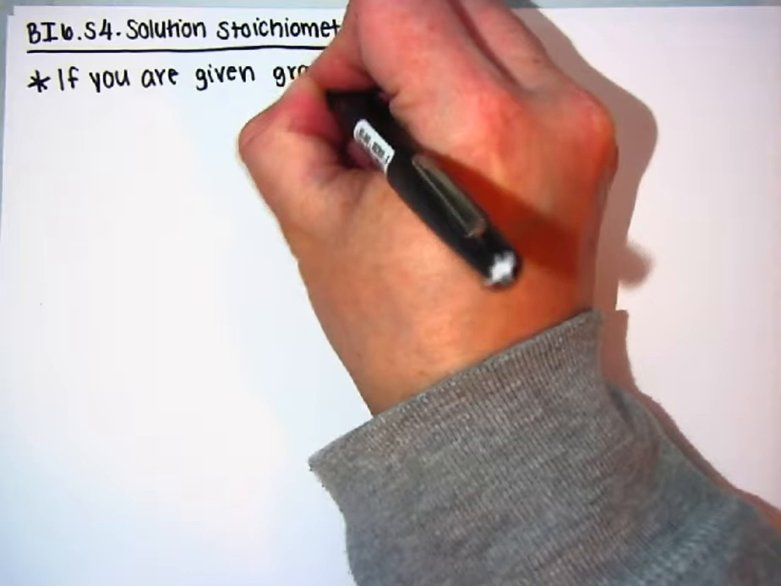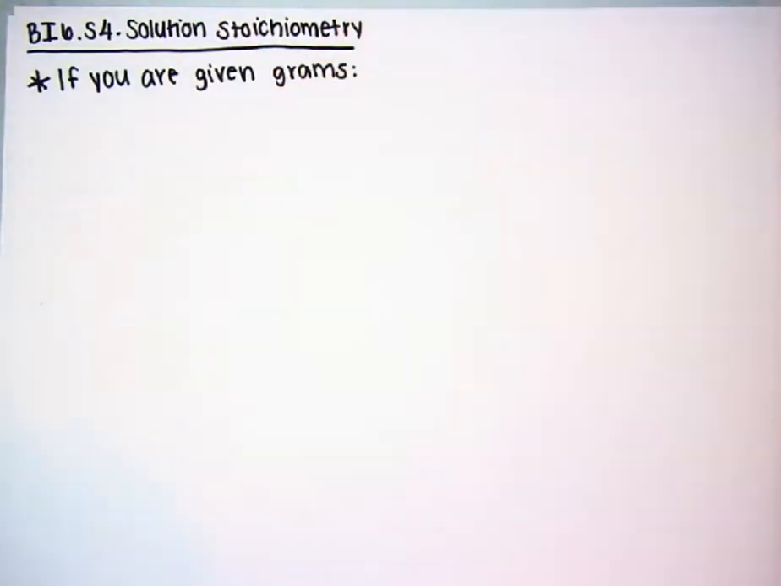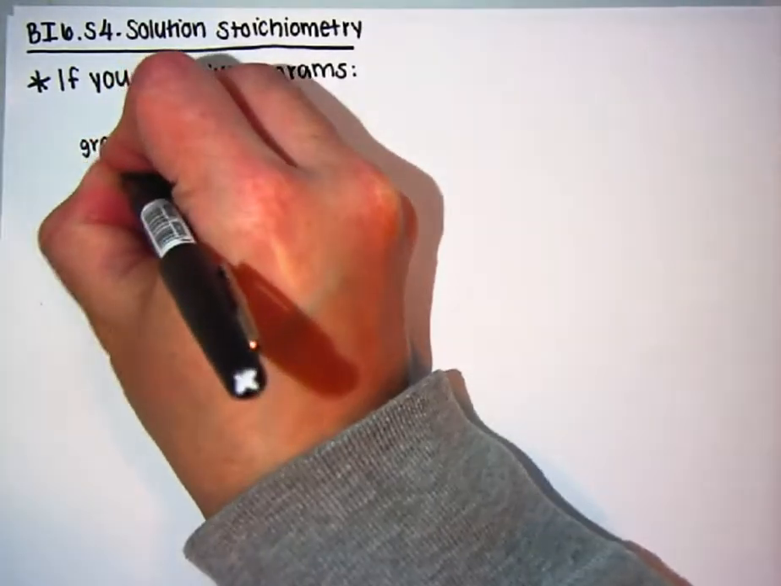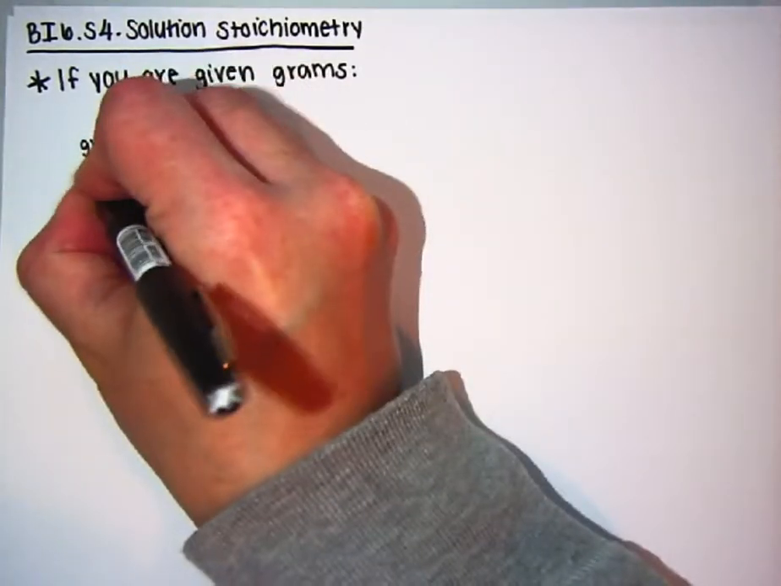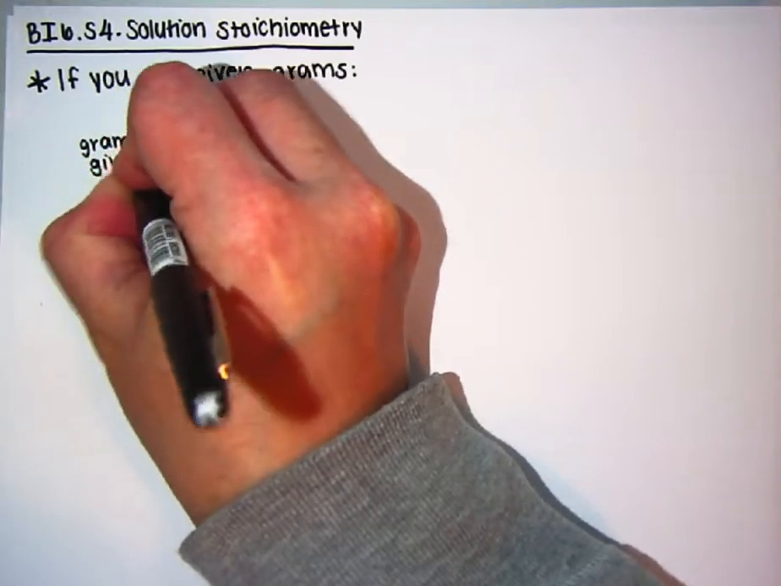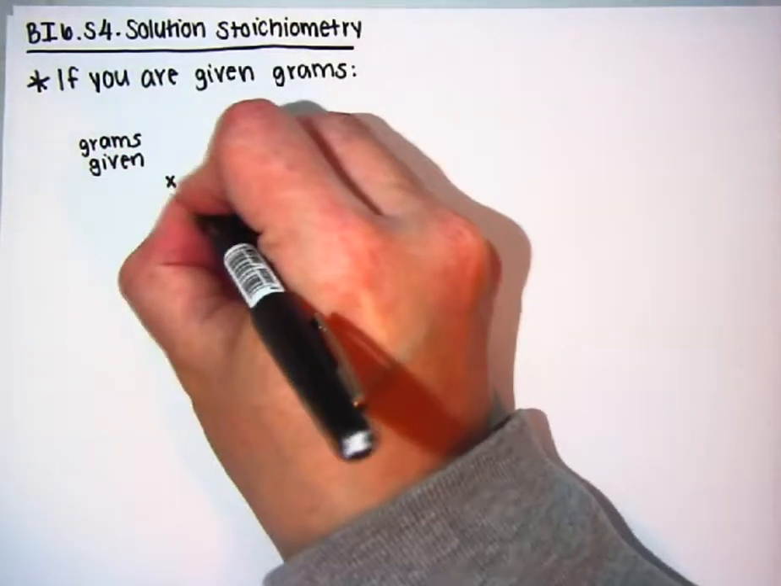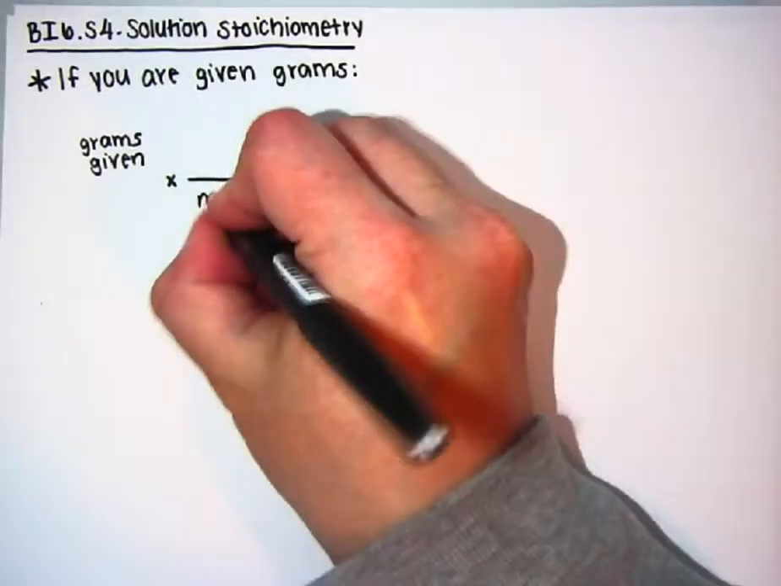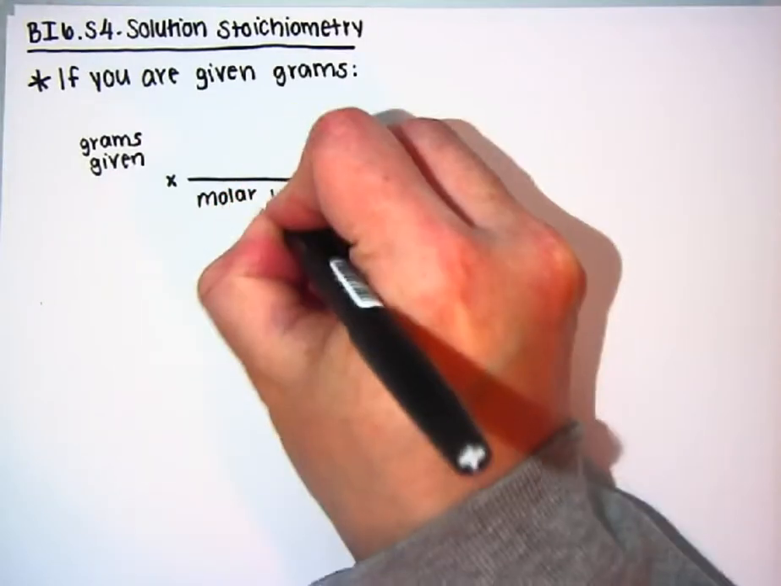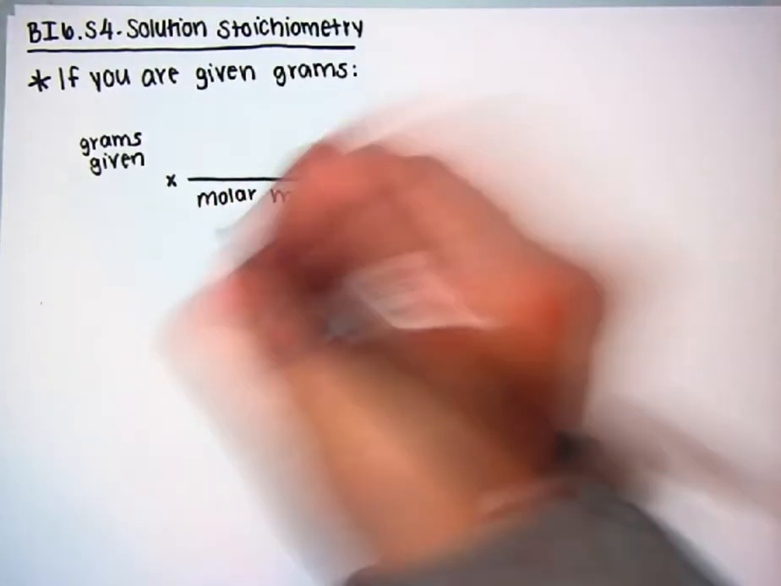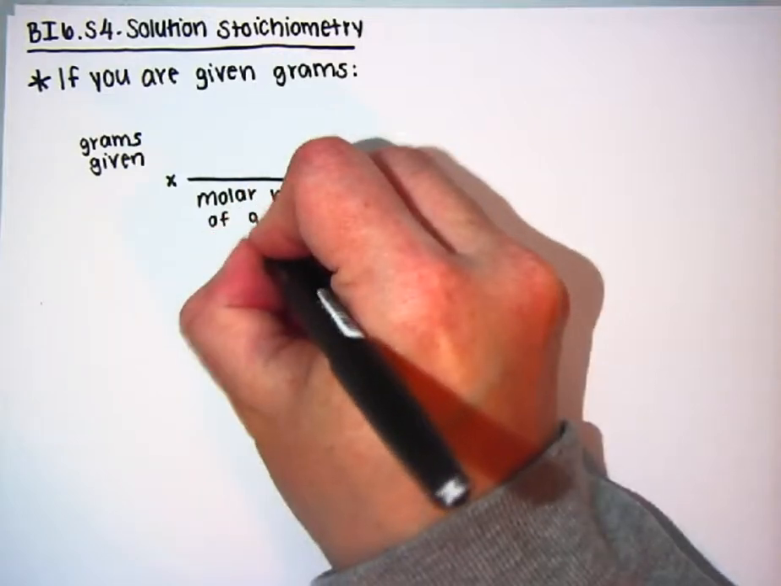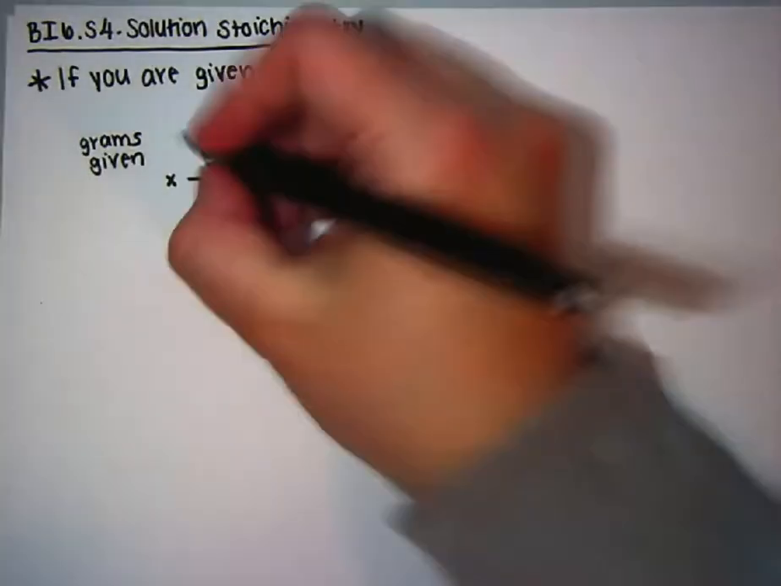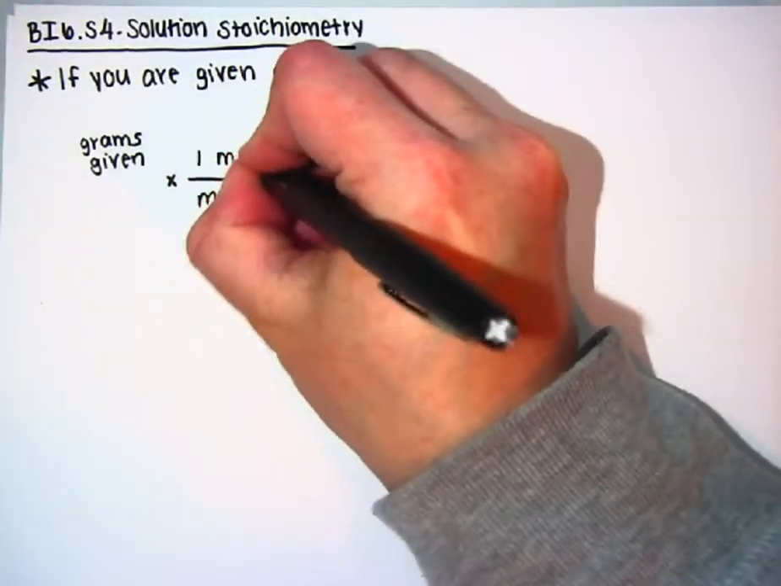grams. So we are always going to start with the given. We're going to start with grams of the given. And our first step is going to be to divide by the molar mass of the given. We can calculate the molar mass from our periodic table. Molar mass is always equal to 1 mole.